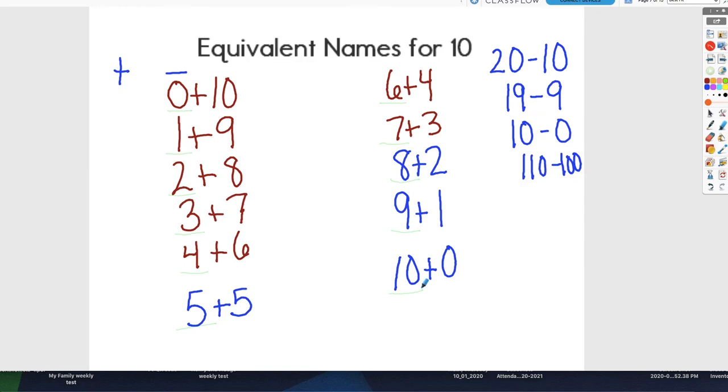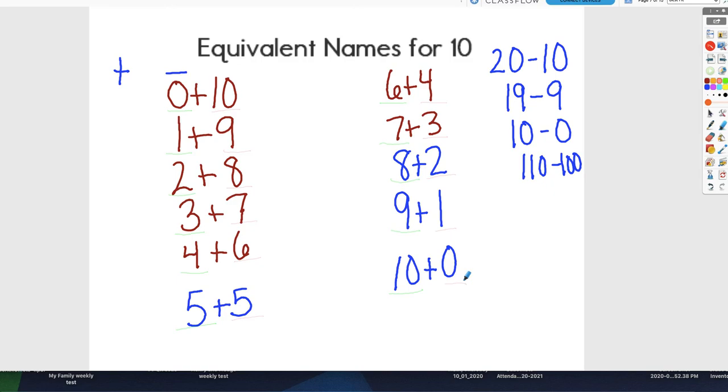Now I want you to look at the other side. Let me get another color here. 10, 9, 8, 7, 6, 5, 4, 3, 2, 1, 0. Look how easy that was. Wasn't that fantastic? That's another pattern to help our brains remember.